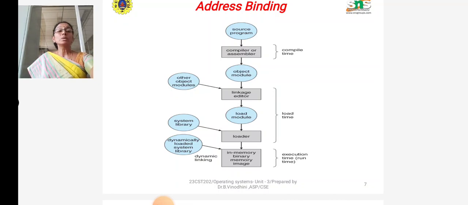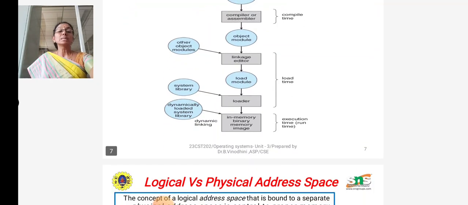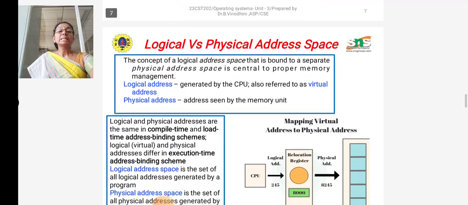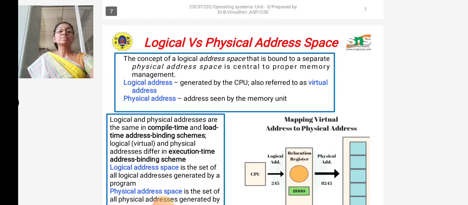Finally, the loader loads that program into the physical memory. So in the three ways, in the three processes, different addresses are generated. Next, we will see what the logical and physical address space are.